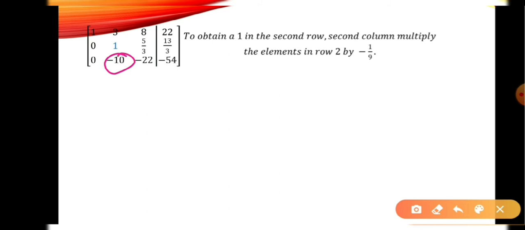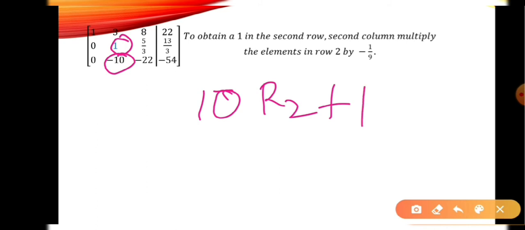Next is, make it 0. So, our hint now is this one. So, you have to multiply the second row by positive 10 plus the last row. Okay, 10 times 0 is 0 plus 0 is 0.